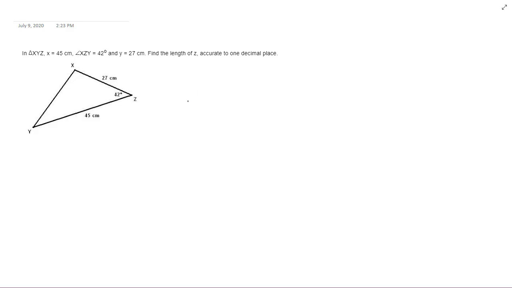All right, let's take a look at this question. We can see in this triangle that we are not given information about one of the angles and its opposite side, which means we can't use the sine law. So in this case, we're going to have to use the cosine law.